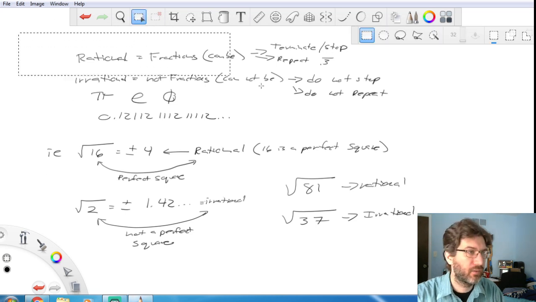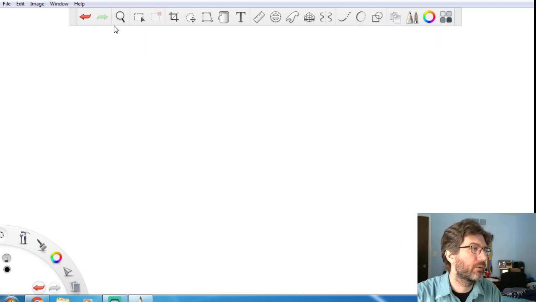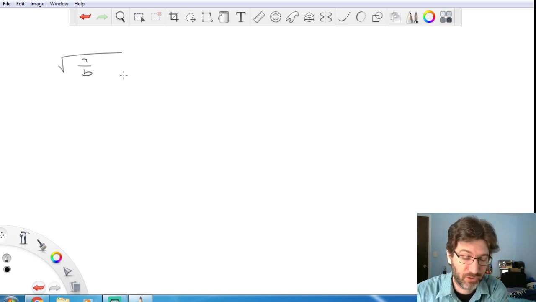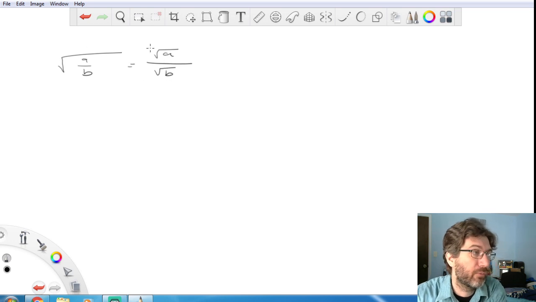Let's see, last thing I want to go over in the notes are fractions, because you can take square roots of fractions. So let's say we're going to take the square root of a over b. It's the square root of a fraction. This is going to be equal to the square root of the numerator divided by the square root of the denominator. So these are the same thing. This here is a nicer way to write it, but it means the same thing as this.